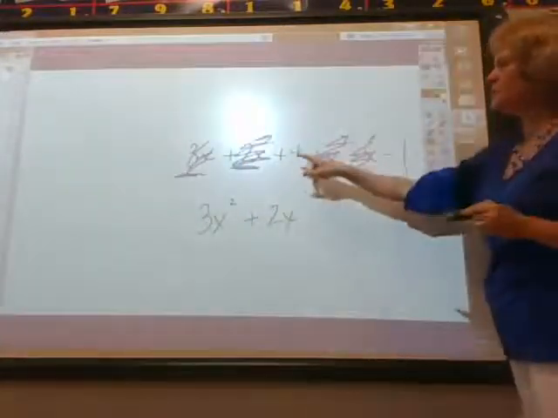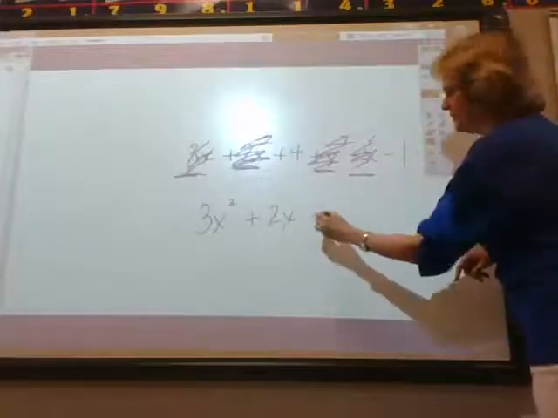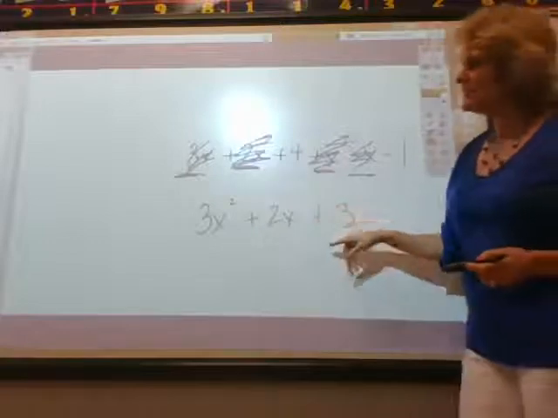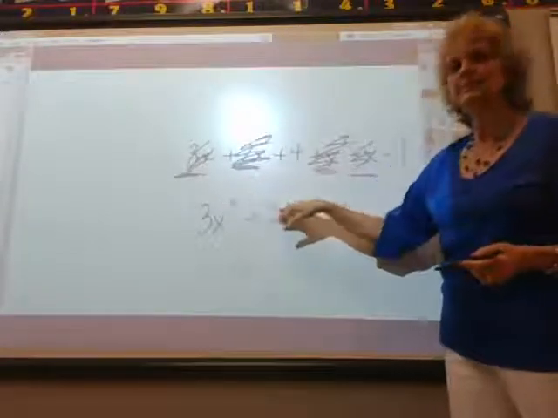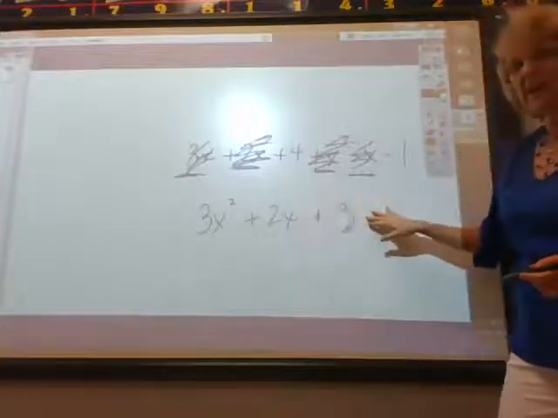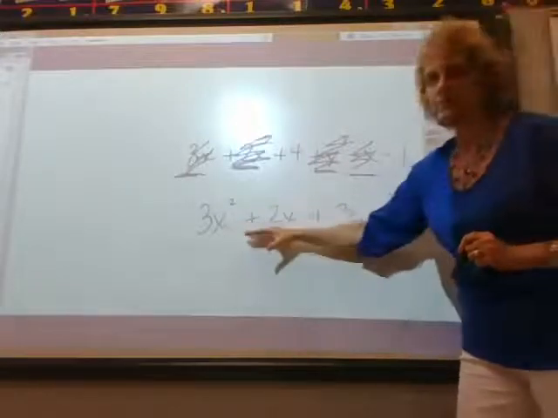Now I have a 4 minus 1. What's 4 minus 1? 3. So here's my answer. This is what we call descending order because I started with my highest exponent and I'm going down, right? 2, 1, no exponent. But we'll learn more about that later, but this is the best way to put your answer.